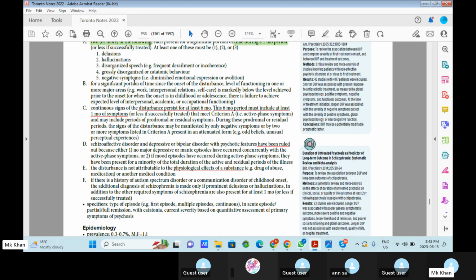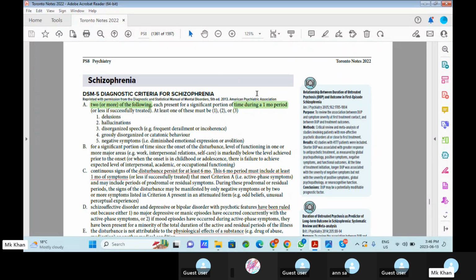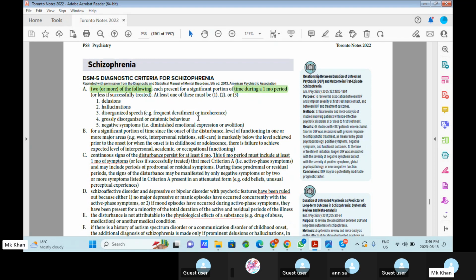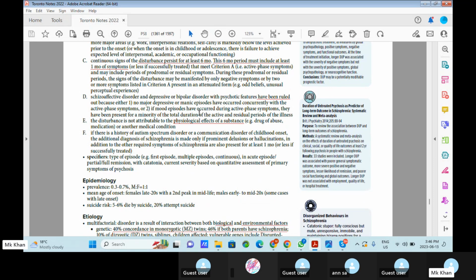And then what is the next criterion? Significant portion of time, as we have seen, like more than 6 months. So continuous signs of disturbance persist for at least 6 months. This 6 months must include at least 1 month of symptoms, or less if successfully treated, to meet criterion one. So at least 1 month the patient should have these kinds of symptoms to diagnose schizophrenia.